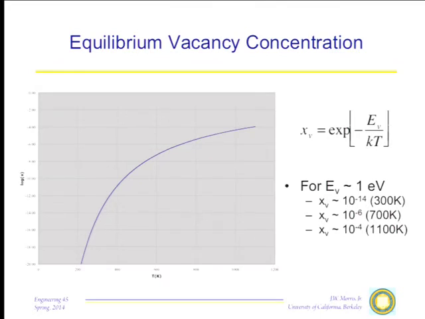And to give you some numbers, at 300 K, room temperature basically, the fraction of vacancies is 10 to the minus 14th. I'm not quite sure what 10 to the minus 14th is. 1 billionth would be 10 to the minus 9. Anyway, it's a very small number. That tells you that at room temperature, in a typical solid, you have a vanishingly small concentration of vacancies.